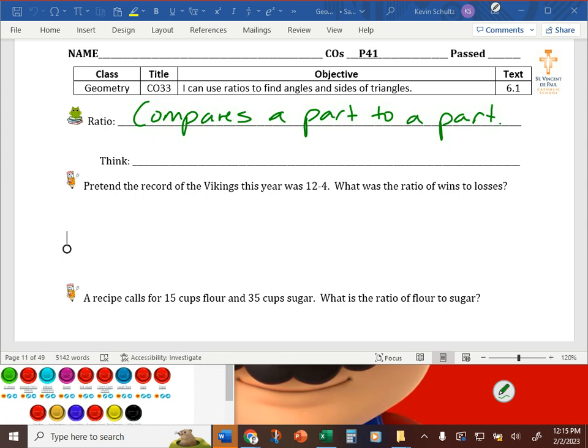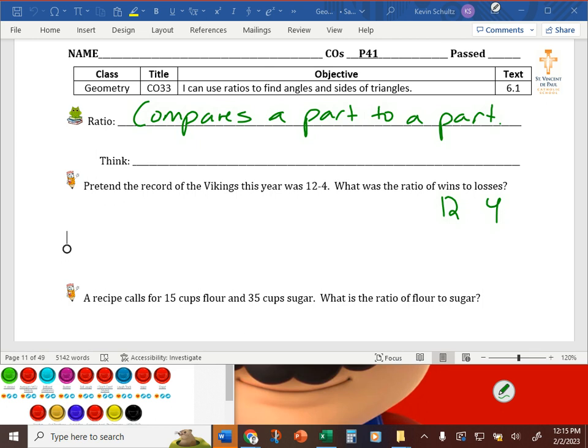Well, you can tell this sheet is at least 2 years old because the first question talked about the Vikings. They still play 16 games. Of course, now they play 17 games. But let's pretend they played 16 still, and the record was 12-4. The ratio of wins to losses. How many games do they play total? 16, right? So a win-loss record compares the part that they won versus the part that they lost. You can calculate the whole by adding them together because the 2 parts will sum to equal the whole. But the ratio itself compares the wins to the losses, 12-4.